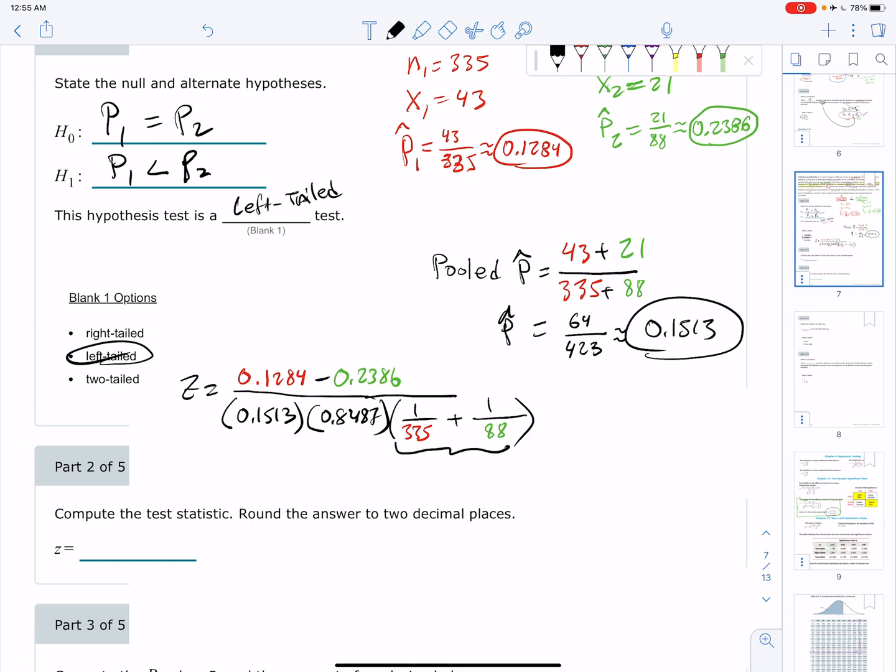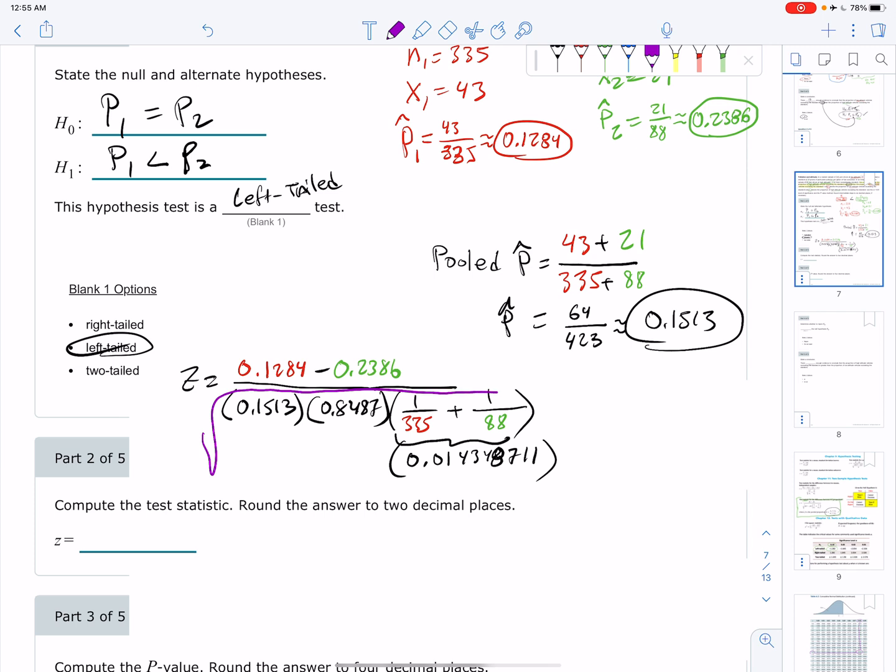You add those up, use a calculator for 8711. You multiply those three factors, and don't forget, so easy to forget, to square root that denominator. Up top, you're going to get a negative 0.1102. Down below, after you square root it, you're going to get 0.04. If this number is different, go back and square root it. You probably forgot.